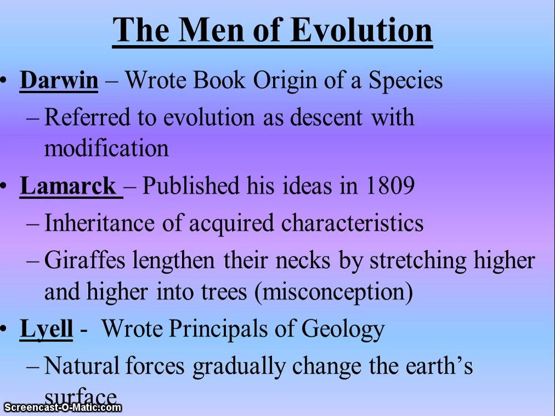He was the guy who referred to evolution as descent with modification, and he wrote a book called The Origin of Species. A little background about him: he was an Englishman. He lived from 1809 to 1882. When he was in his 20s, he did go to medical school and law school, but he didn't like either of them. He really enjoyed taking long nature walks.